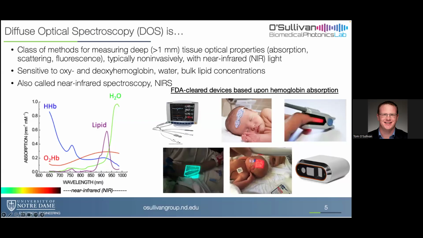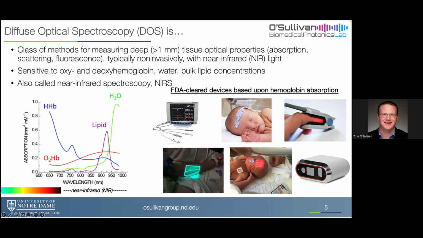So what is diffuse optical spectroscopy? If I could put a general term to it, it's a class of methods for measuring deep tissue, greater than 1 millimeter or so, optical properties: absorption, scattering, also fluorescence. There's a bit of that. We don't do that, but you can. Typically non-invasively, also minimally invasively. You could do this with endoscopic probes or injectable sensors and things like that. Oftentimes with red to near infrared light.